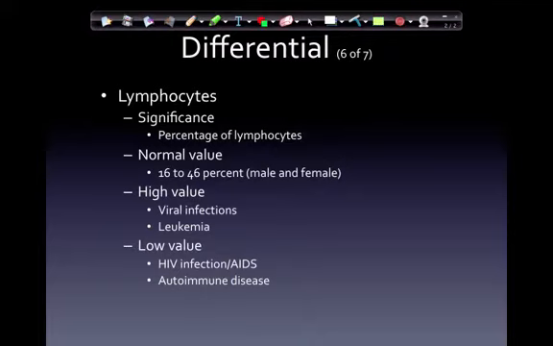Now remember, HIV and AIDS, T helper cells. With HIV and AIDS, if there are no T helper cells, your T cells, which are lymphocytes, do not have something to assist them in the production of antibodies or in the production of the initial cellular mediated response. And then autoimmune disease can also cause low values of lymphocytes.